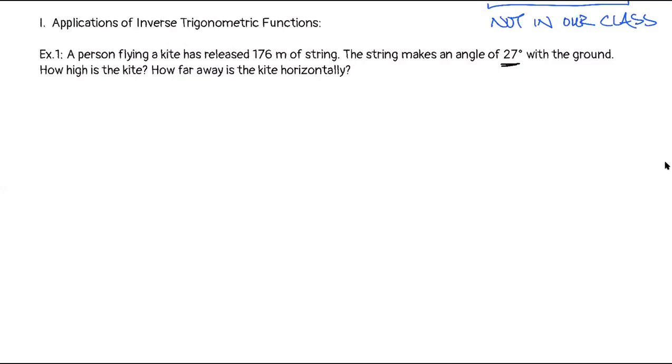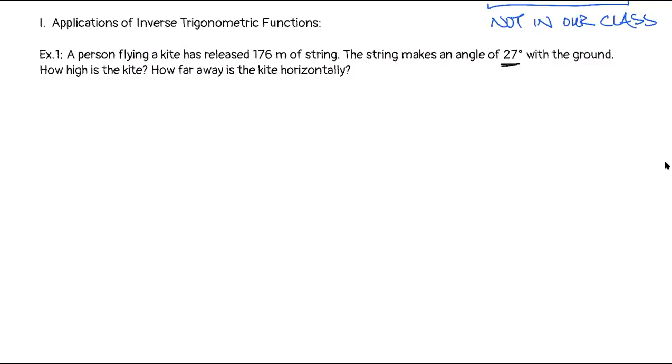A person flying a kite has released 176 meters of string. That's a long tail for that kite. But the string makes an angle of 27 degrees with the ground. And so I'd like us to find two things. How high is the kite, vertically from the ground? And also how far away horizontally is that kite, okay? So let's go ahead and draw a diagram.